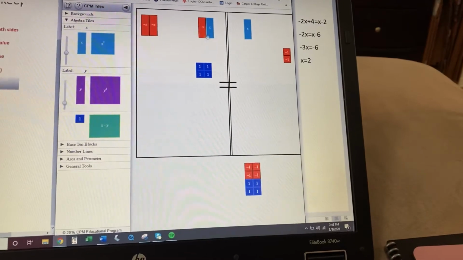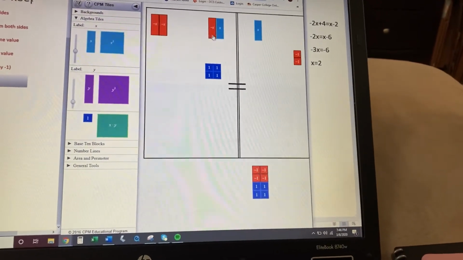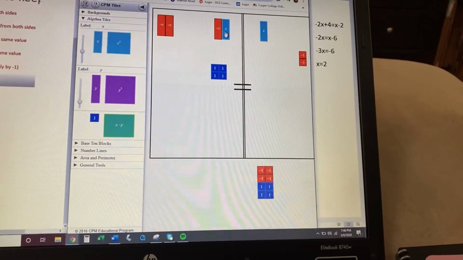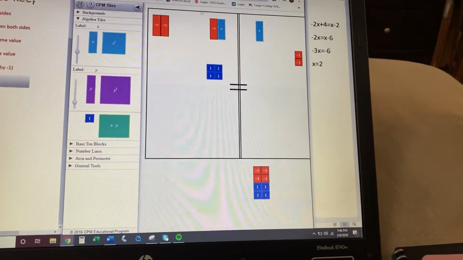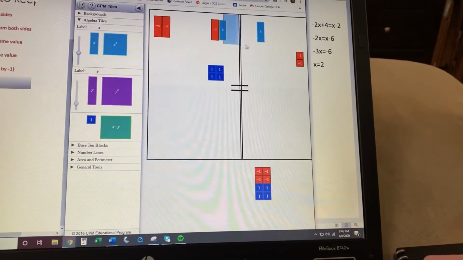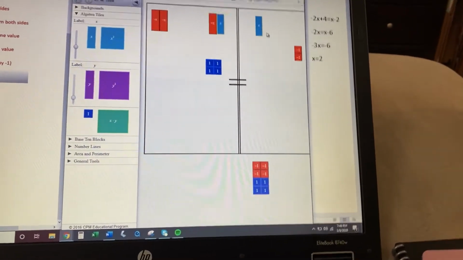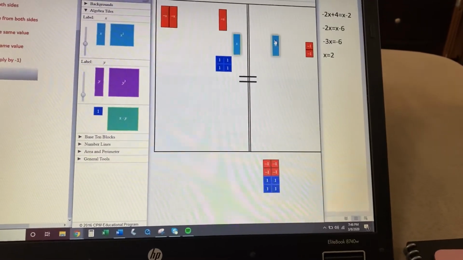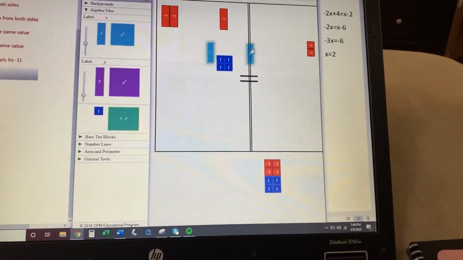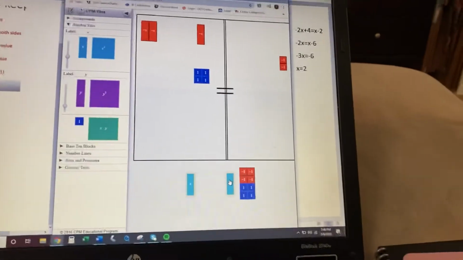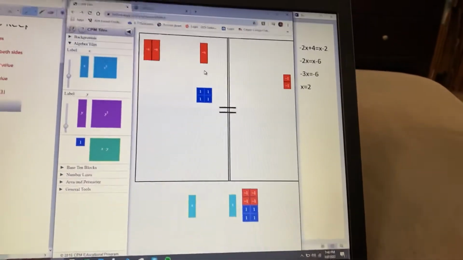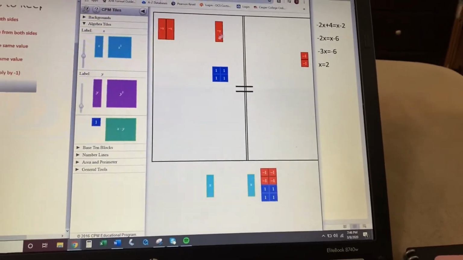So I added a 0 pair of x. See, it's got the negative x and then the positive x, so it's a 0 pair. It cancels out. So we're going to go ahead and remove from both sides, keeping it even, a single x. See, they're connected. We remove them, and it's keeping everything the same. So then we end up with this extra negative x over here.